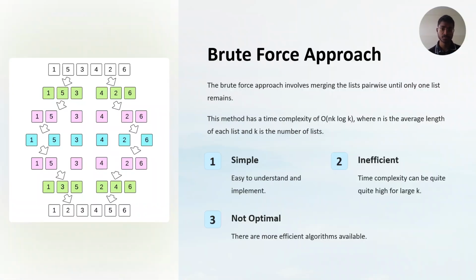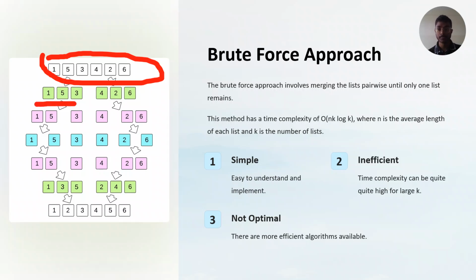In this algorithm we also use a different approach that is called the brute force approach. What you do in a brute force approach is merge the lists pairwise until only one list remains. As you can see in the image beside, we got the array. It can be like 1 5 3 4 2 6. Let me explain it with a proper sketch. This part will be split into two different parts: 1 5 3 and 4 2 6 as two separate parts.